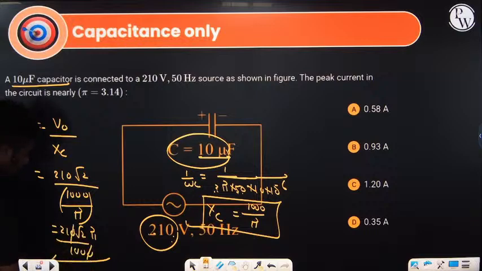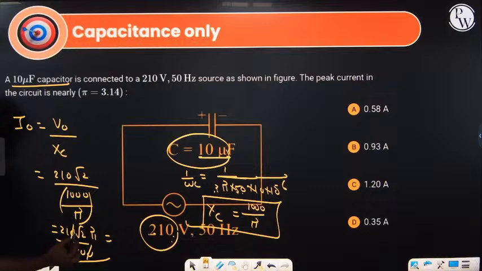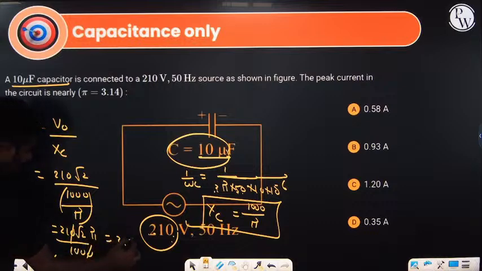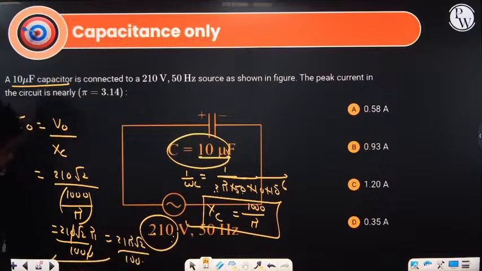So 21 by 100, 21 into root 2, that is 1.4 into 21, and pi is 3.14. If I solve this, it is 21 pi root 2 divided by 100. If I take the order of this, 21 into 3.14 is about 63, into root 2, 1.4. So this is approximately less than 1. 3 options are there.